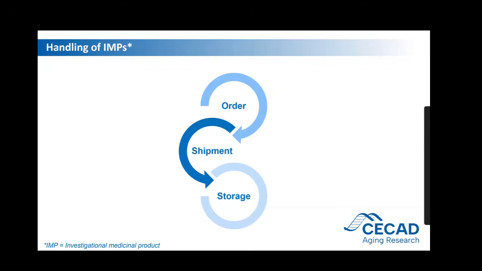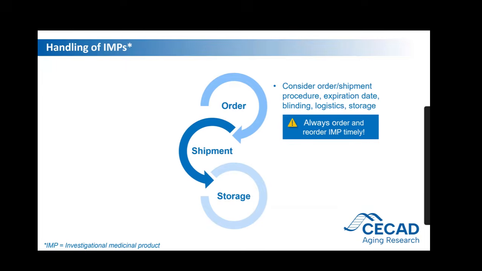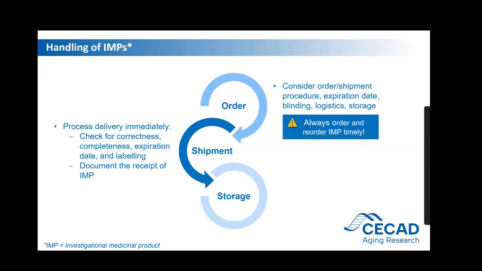So as a first step, as you can imagine, the IMP has to be ordered. And in doing so, you should consider the shipment procedure, expiration dates, so how much IMP is actually reasonable to order, how is blinding done, what are the logistics, what can you actually store at your site? So always think about all these things and order and reorder your IMP timely, depending on all these issues here.